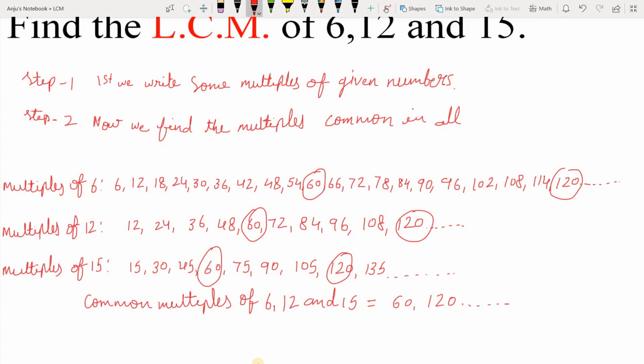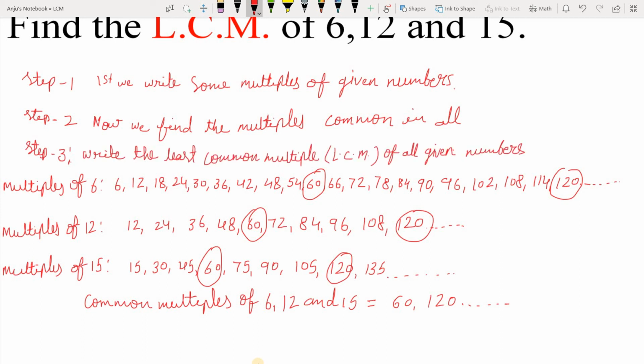So students, here we have completed the second step. Now in step 3, we find the LCM. Write the least common multiple, LCM, of all given numbers. And here the least number is 60. So it means LCM of 6, 12 and 15 is equal to 60. So students, this is how you can find out the LCM of any given numbers.